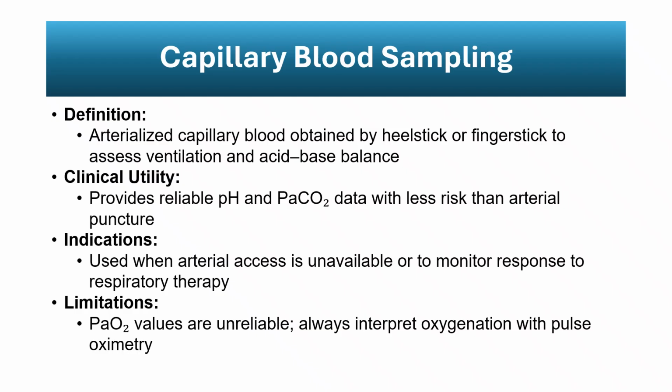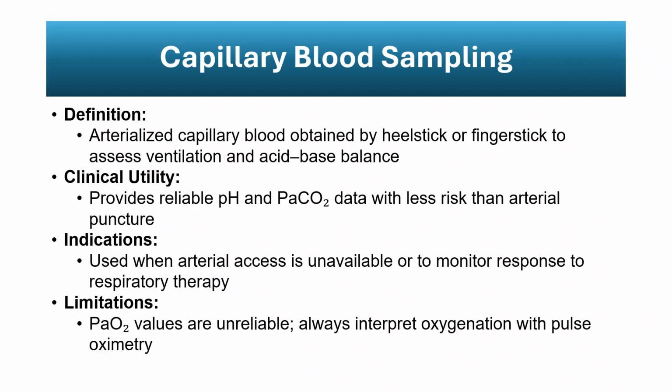Capillary gases reliably reflect pH and CO2, making them useful for trending respiratory status or monitoring the response to therapy. However, O2 values are not dependable. The degree of tissue oxygen extraction and local perfusion variability cause large differences from arterial measurements. So, oxygenation should always be interpreted using pulse oximetry or transcutaneous monitoring.